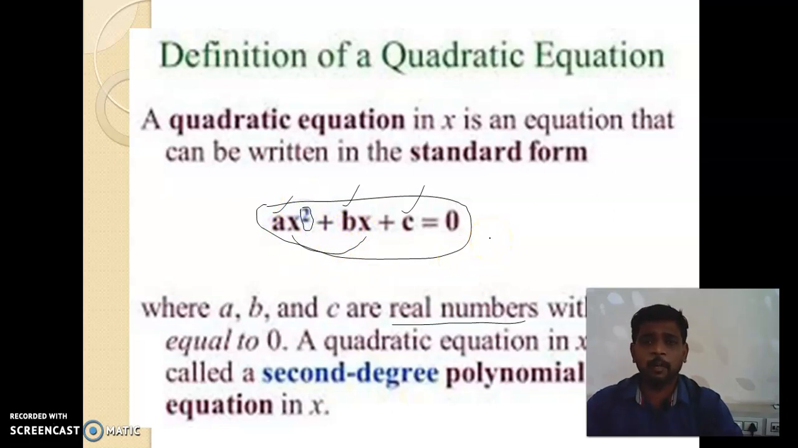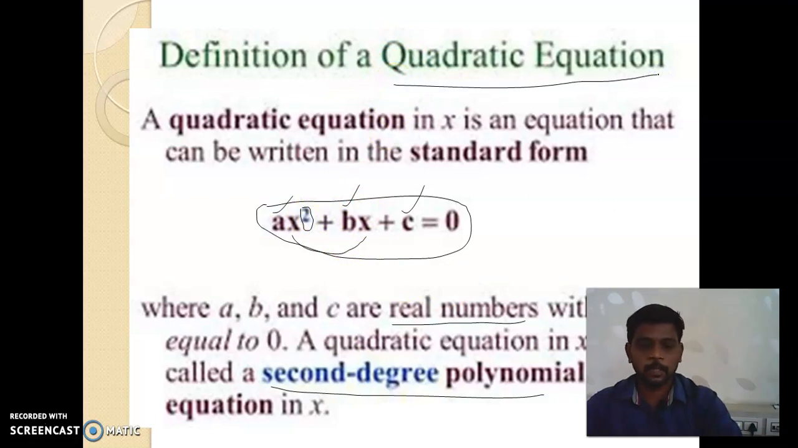When we recall polynomials, an expression is said to be a second degree polynomial when the variable in that expression has a maximum power of 2. Only then can you call the expression a second degree polynomial. Similarly here, in any equation, if the maximum power of the variable is 2, that equation is said to be a quadratic equation.